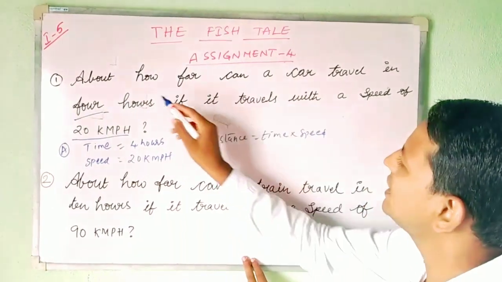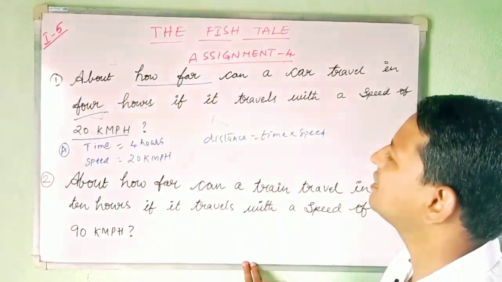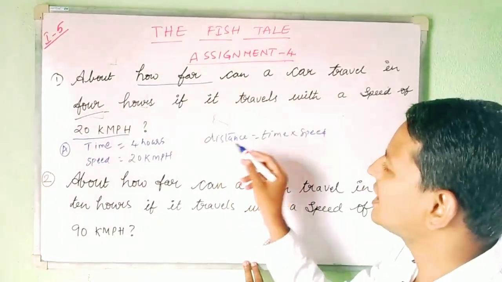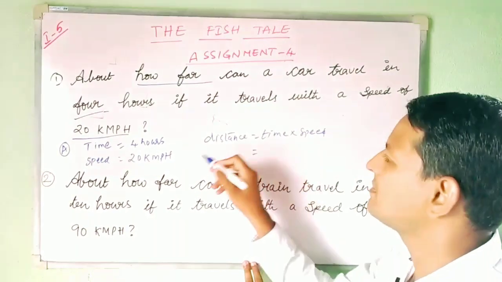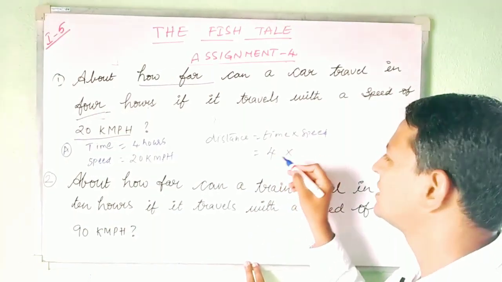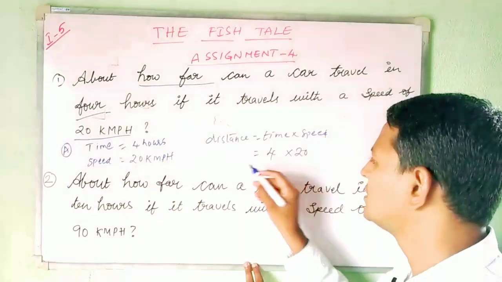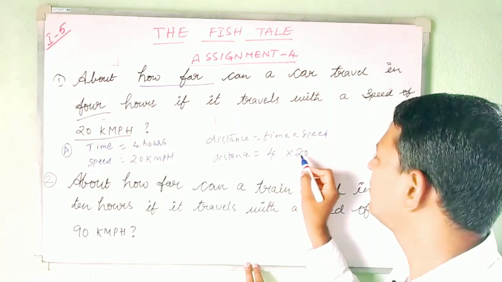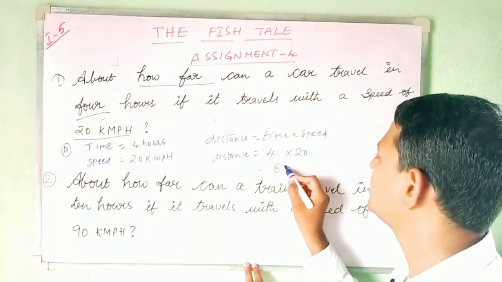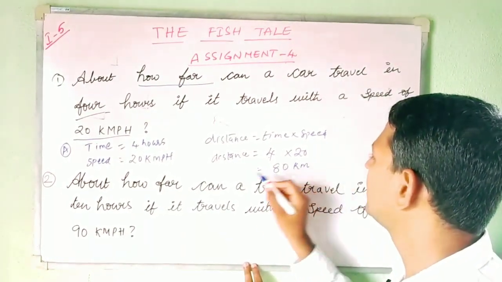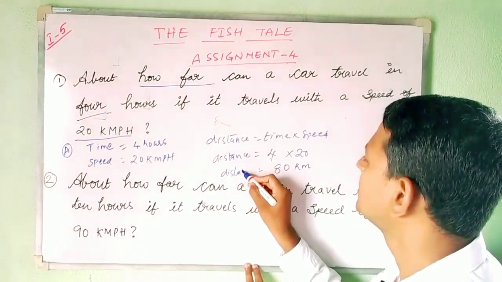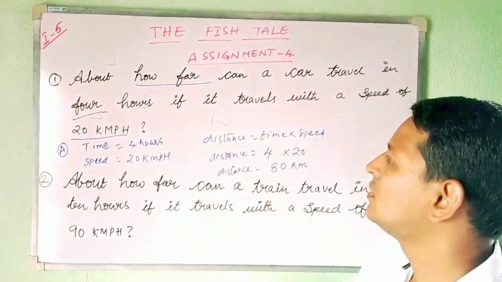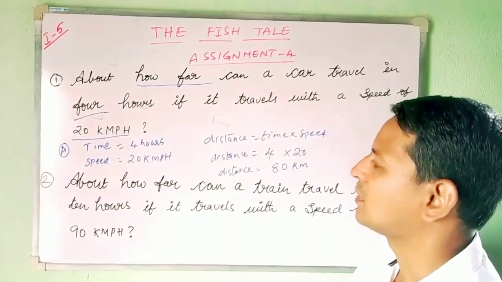So here what did they ask? How far? What is the meaning of how far? Is it not distance? Yes, it is. So how far means they are asking us distance. Distance is equal to time into speed. Time is 4 hours and speed is 20 km/h. So distance is equal to 4 into 20. 4 twos are 8 and 0, that is 80 kilometers. So this car, which is moving with 20 km/h, will move 80 kilometers in 4 hours.